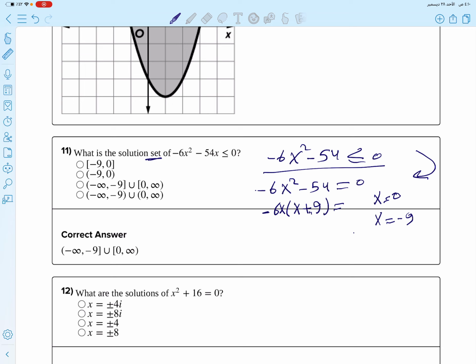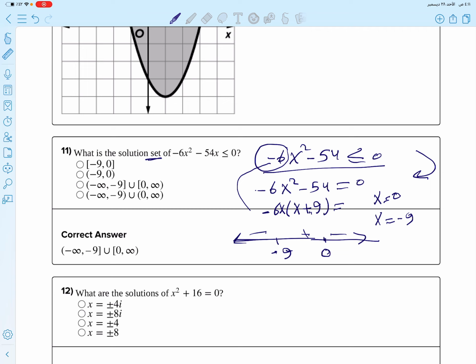After that we can use any method we know, by graphing or by number line. We can use the number line in this way: negative 9 and 0. The sign between the solutions is going to be opposite of the sign of the coefficient of x squared. So it's negative, so it will be here positive, negative, negative.